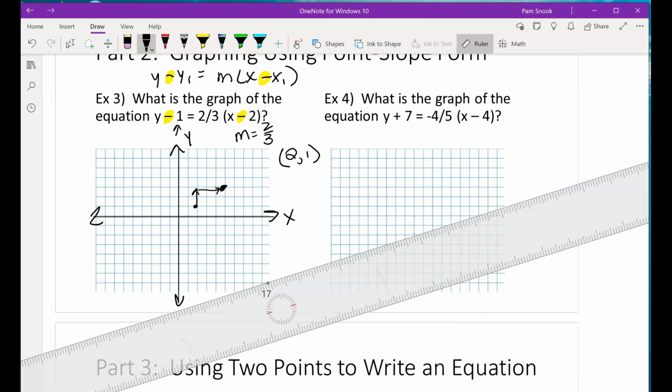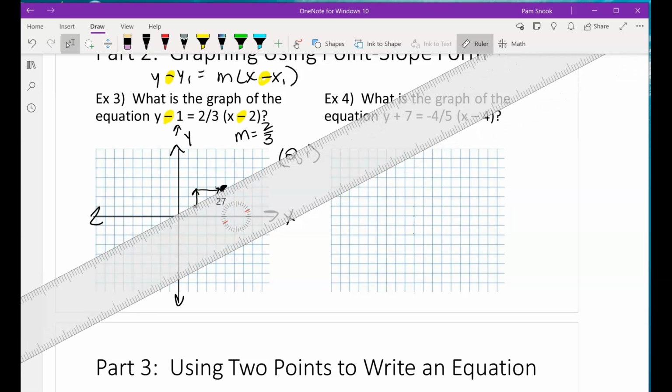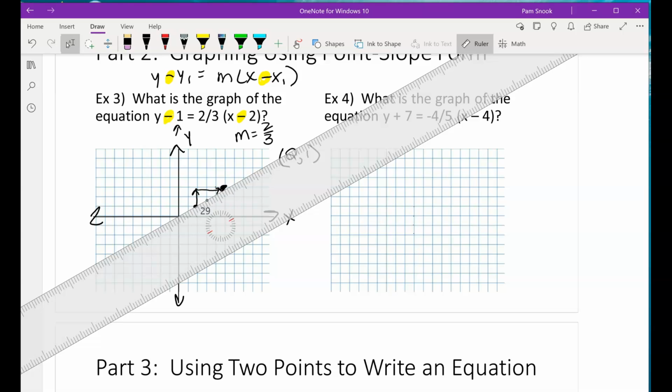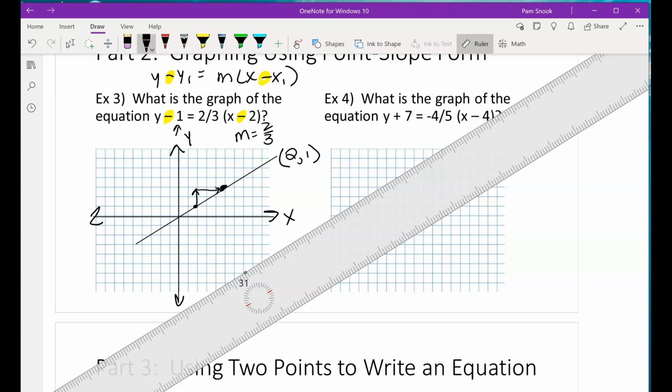Now I'm going to grab my ruler. And I think of it as a start point and a direction. So I'm lining up my ruler with the point that I had to begin with, and then I'm going to angle it towards that second point that I got. And now I'm going to draw my line. Okay.